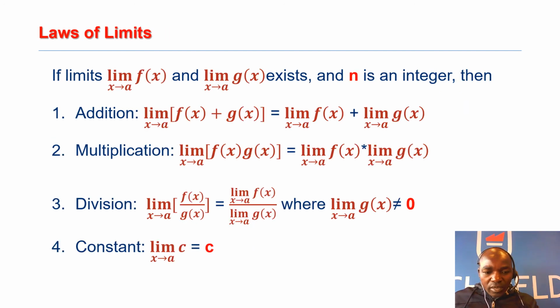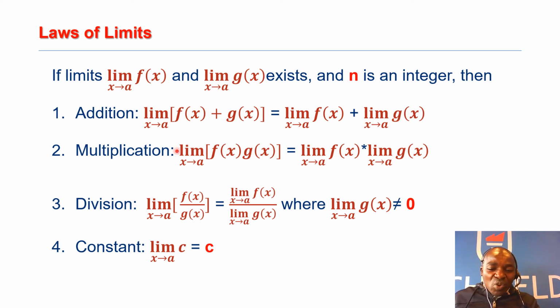Let's now look at some of the laws of limits which you apply when you're solving limits. We have the limit of f(x) where x approaches a, and the limit of g(x) where x approaches a, both exist, and n is an integer which is a constant. Applying the limit law on addition: the limit of f(x) plus g(x) where x approaches a is the same as solving the limit of f(x) as x approaches a and getting the solution, then adding it to the limit of g(x) where x approaches a.